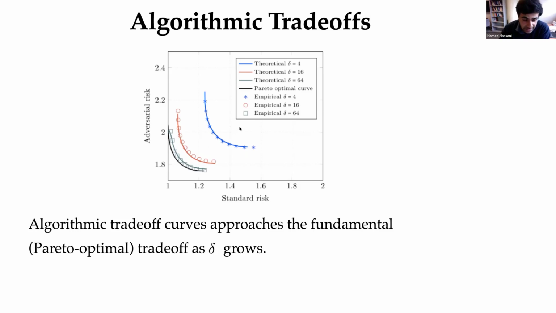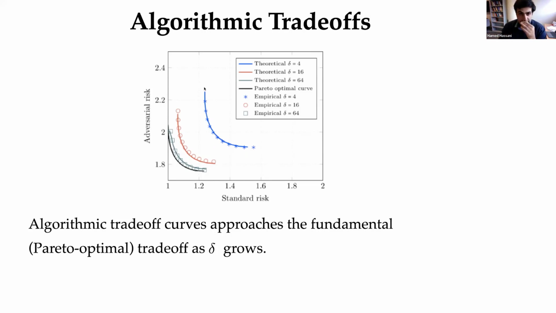Now, what we see here is that as the overparameterization parameter goes to 0, this means that the number of data points becomes much larger than the number of parameters, and the trade-off curves for the algorithmic solutions get closer and closer to the optimal trade-off. This means that the robust ERM problem gets very close to the fundamental limit in the case where the number of training data points is much larger than the number of parameters, or in other words, in the case where the problem is in this under-parameterized regime.